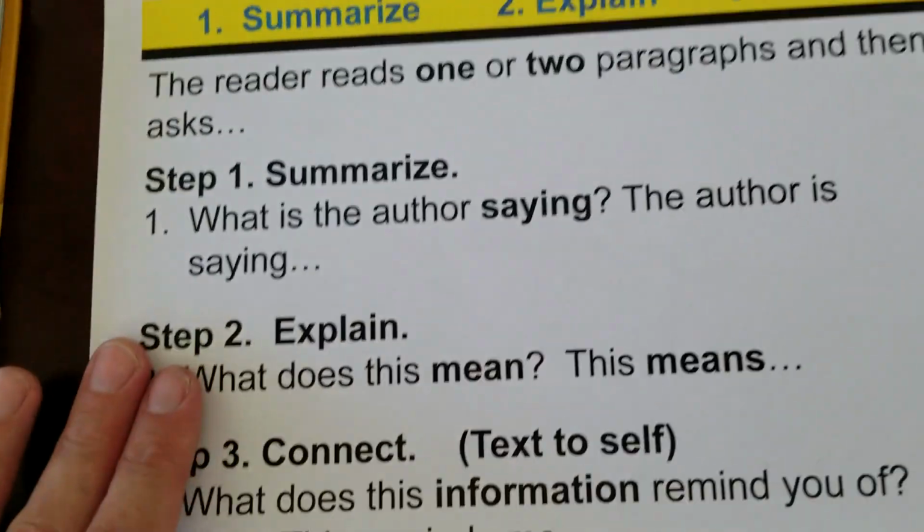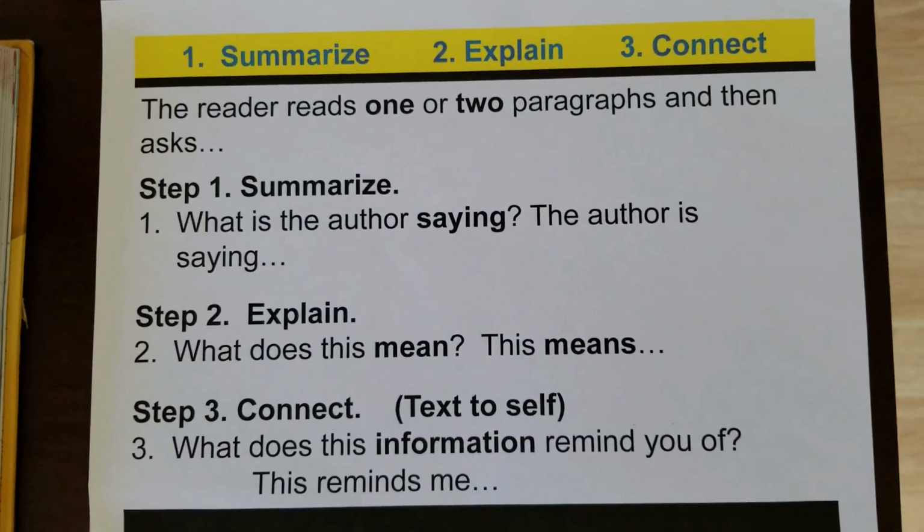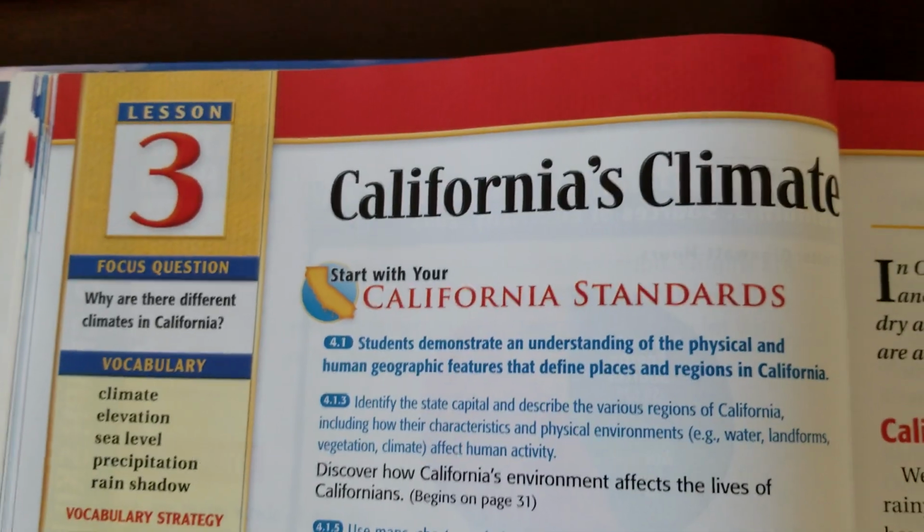So let's always end with this. Okay, practice this religiously. Make it your best friend. Summarize, explain, connect. That's the end for the read aloud on Chapter 1, Lesson 3, California's Climate. Later.